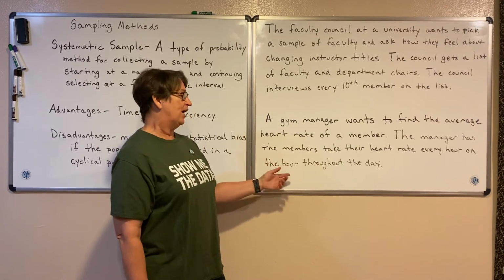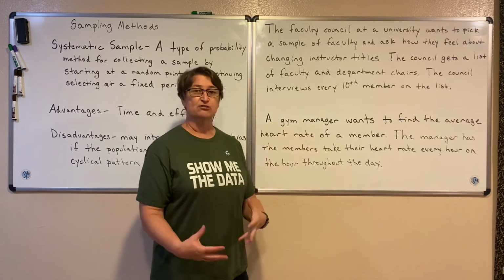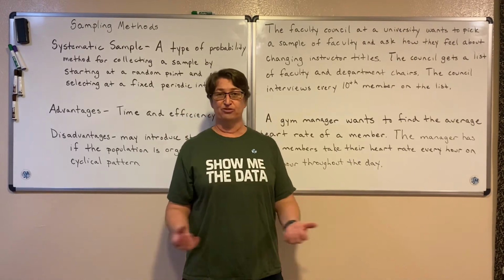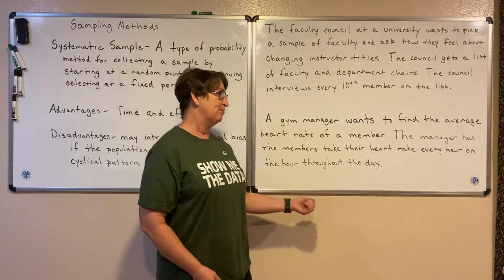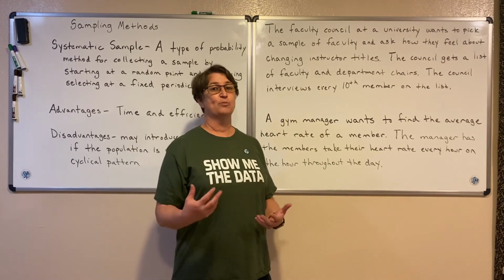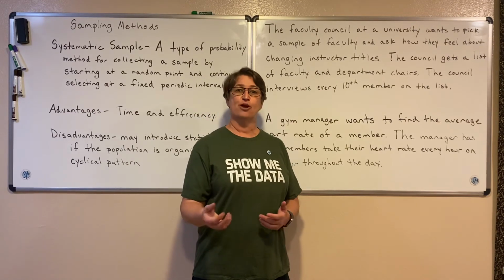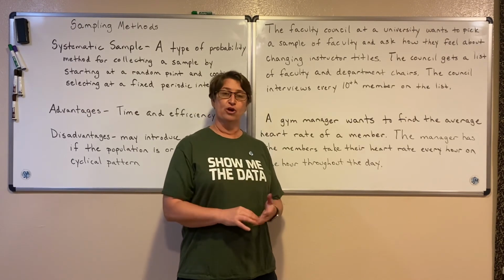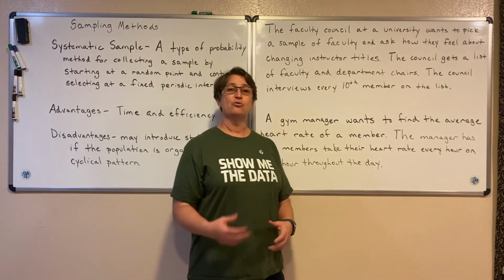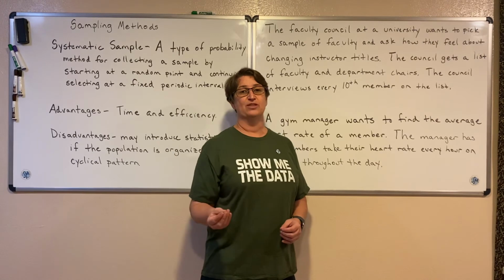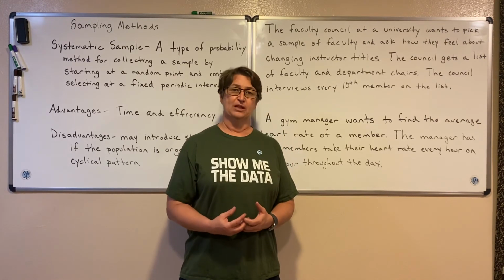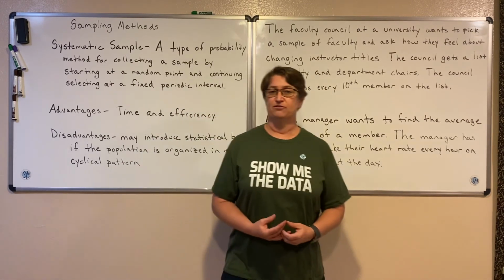But again, the gym manager needs to look for cyclical patterns to make sure that he's getting a good representation. For instance, maybe every hour on the hour is when the classes start. And so people haven't been working out yet, and so therefore their pulse rate would be lower than it would be later in the hour. So they just need to watch for those types of things to make sure that they're getting a good representation of the entire population and make adjustments if they aren't.